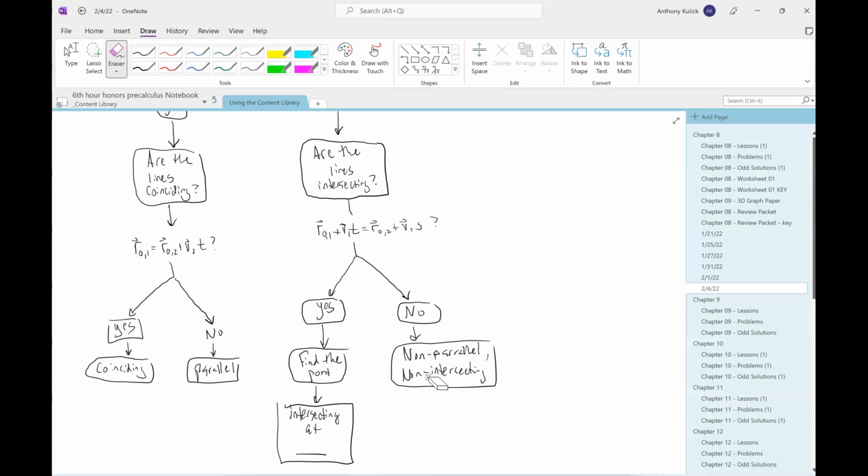Does everybody feel okay on how we're reading this flow chart? Again, it's not so bad. There's only 4 outcomes. So there's only 3 tests, and all the tests are things that we've done before.